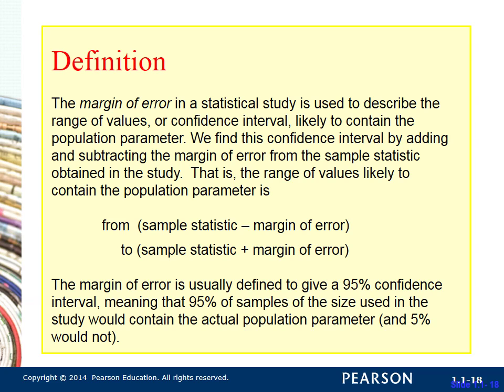And conversely, 5% of those samples would not. So that's what a 95% confidence interval says. If I take samples of the same size, I'm going to get my population parameter 95% of the time. 5% will be a miss.